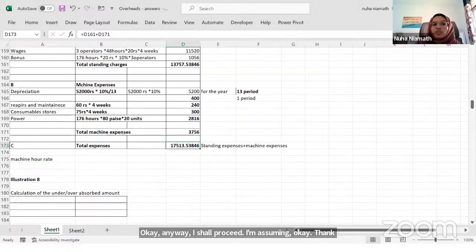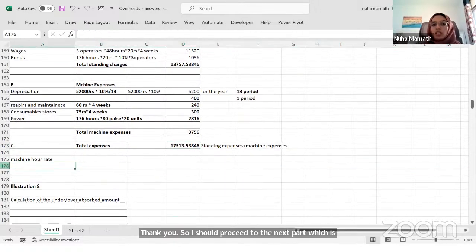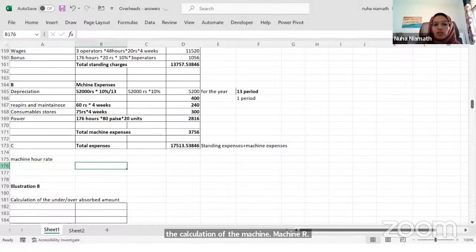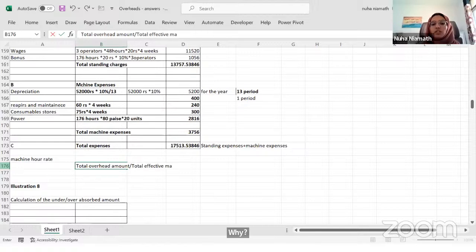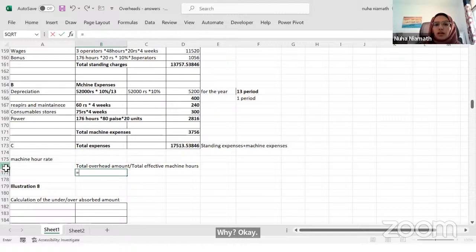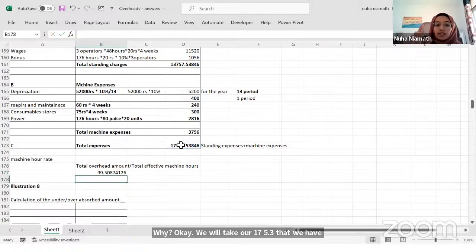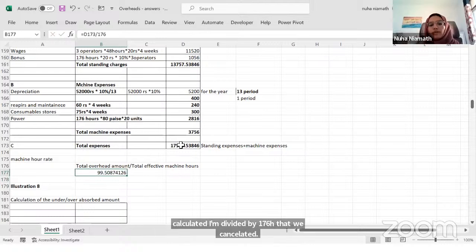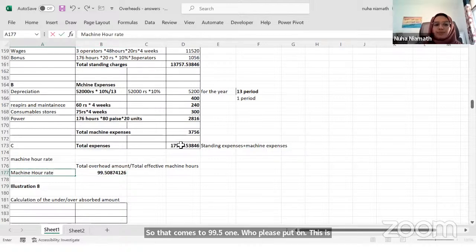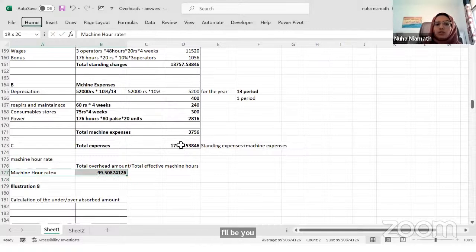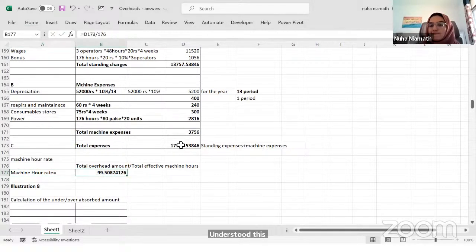So I shall proceed to the next part, which is the calculation of the machine hour rate. So machine hour rate is calculated by dividing the total estimated overhead amount by the total effective machine hours. So here we will take our 17,513 that we have calculated and divide it by 176 hours that we calculated above. So that comes to 99.51 rupees per hour. So this is the machine hour rate. Are we clear? Understood this? Okay.